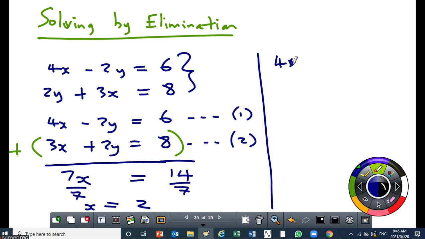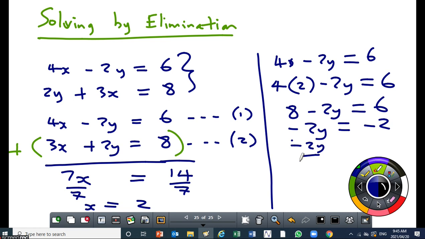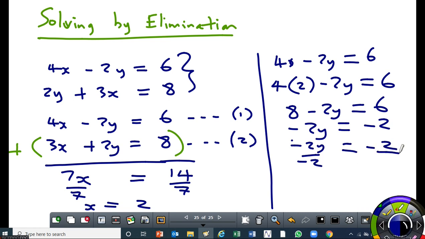So equation 1 says 4x minus 2y is equal to 6. Since x is equal to 2, where there is x, I'm going to put 2, so it becomes 4 times 2 minus 2y equal to 6, and that will give you 8 minus 2y equal to 6. And then you get minus 2y equal to minus 2. Then my y, obviously, minus 2y over minus 2 is going to be equal to minus 2 over minus 2. So you get y equal to 1.